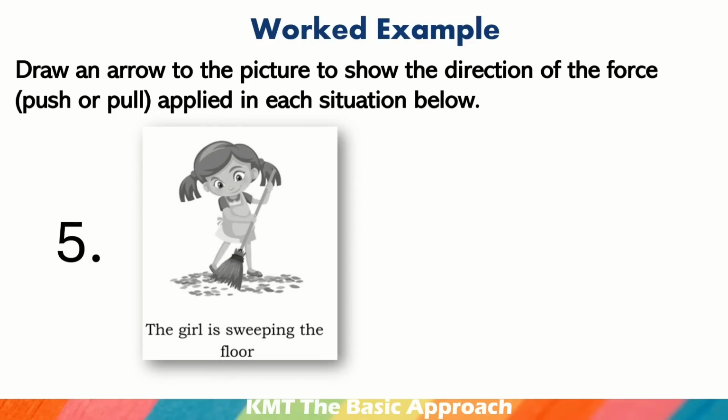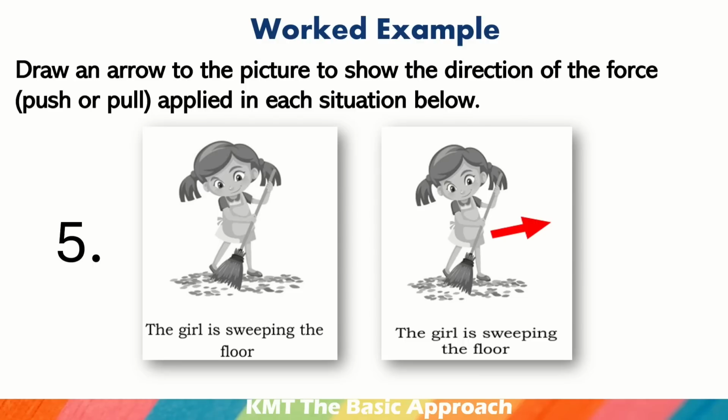Number 5. The girl is sweeping the floor. Where must we place the arrow? Good job! We must place the arrow directing right diagonal or forward.